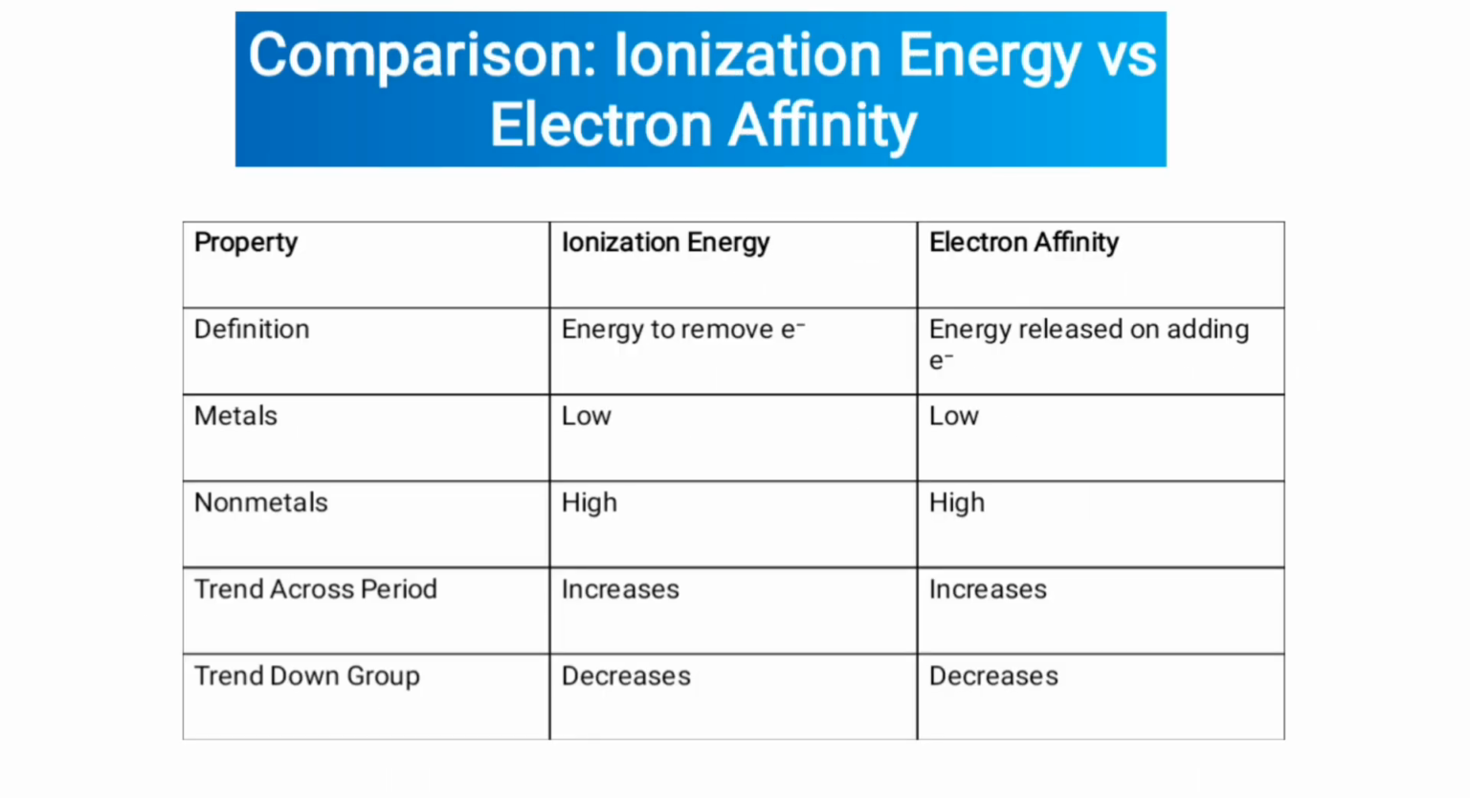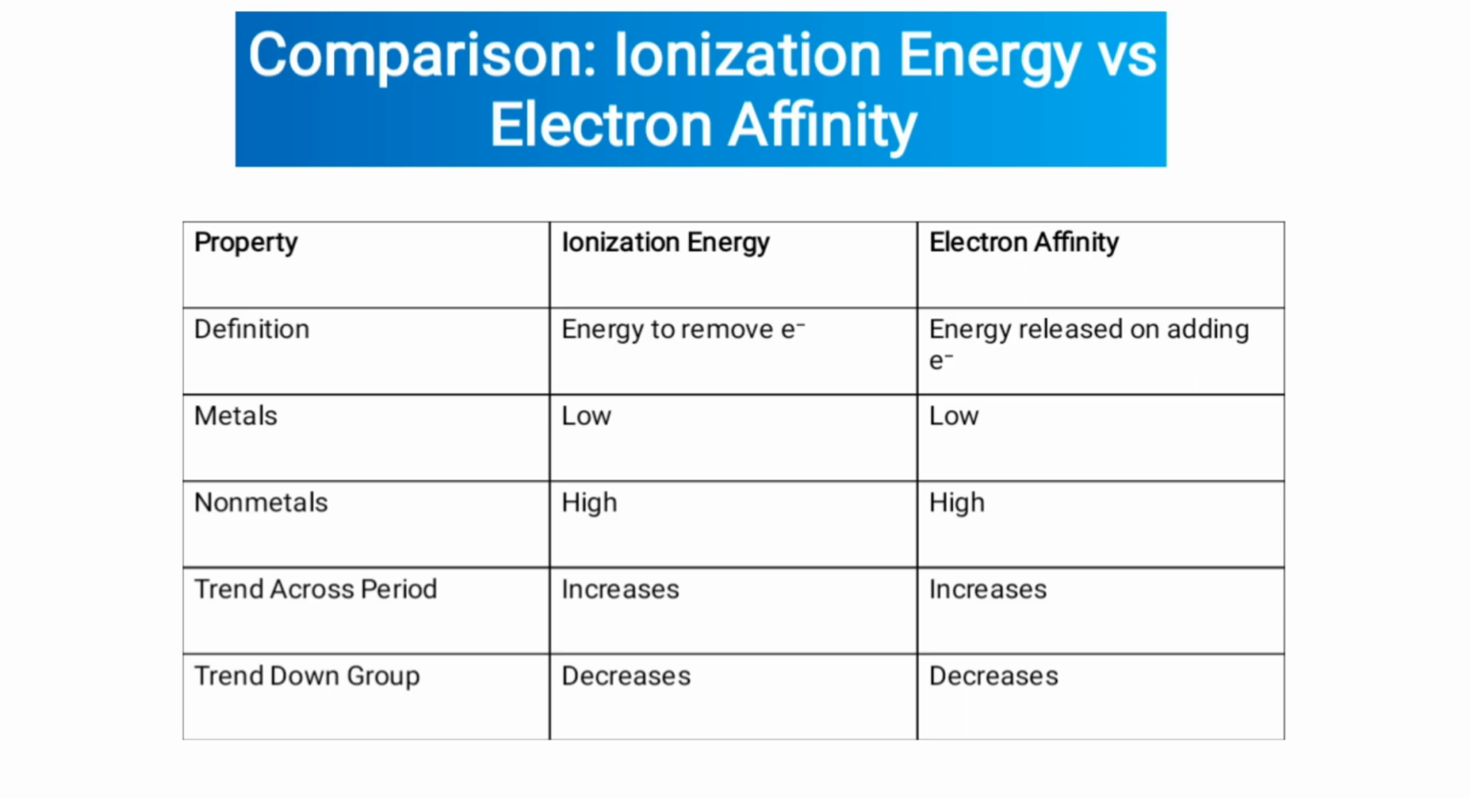Now, comparison: ionization energy versus electron affinity. My dear students, see in the table, the definition of ionization energy is the energy to remove electrons, while electron affinity is the energy released on adding electrons. Metals have low ionization energy and low electron affinity. Non-metals have high ionization energy, and also have high electron affinity.